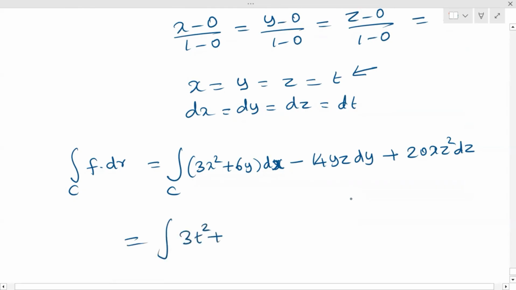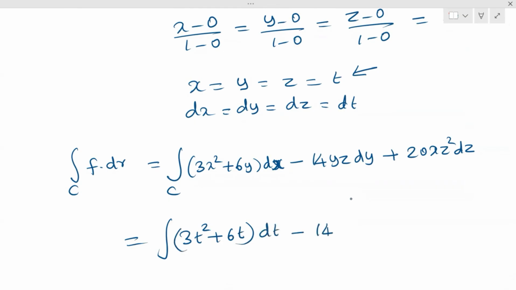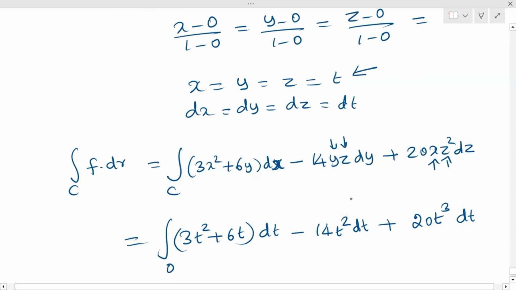So what you will get? 3t square plus 6t dt minus 14. Here also you substitute y equal to t, z equal to t. So we will get 14t square dt here plus 20t cube. X is t, z is t into dt. And the limit of t, what is the limit of t? Here all the variables vary from 0 to 1. So t also varies from 0 to 1.